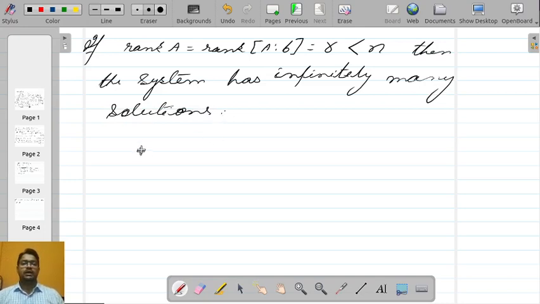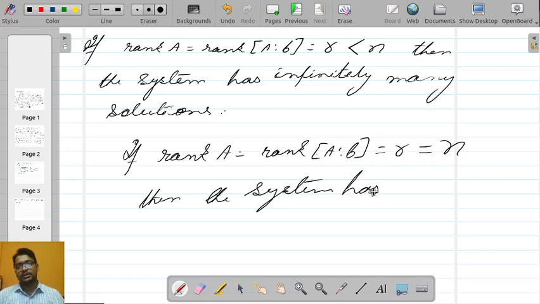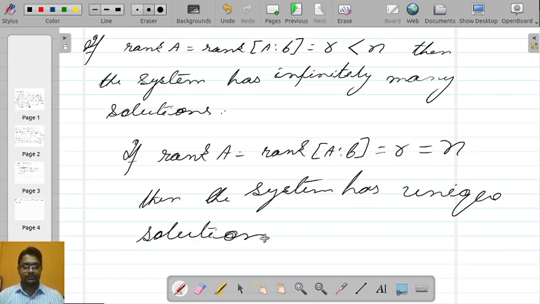Okay, and if rank of A is equal to rank of A colon B, that is the augmented matrix, equal to R, which is also equal to the number of unknowns, then the system has a unique solution. Okay, only one solution in this case, unique solution, right?